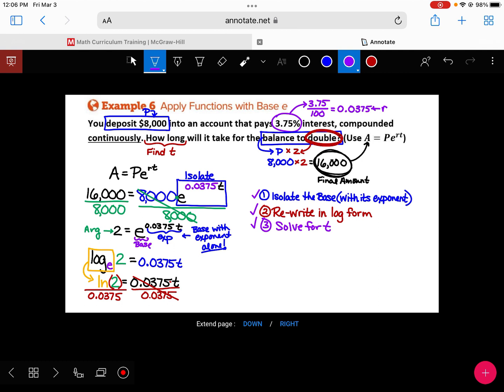So I need to grab my calculator. What's the first button I push on my calculator? Fraction. What would come after the fraction button? Put log, L-O-G, ln, 2, close my parentheses, down button, 0.0375, and then what do I do? I got it in my calculator. Press enter. And what do you see?